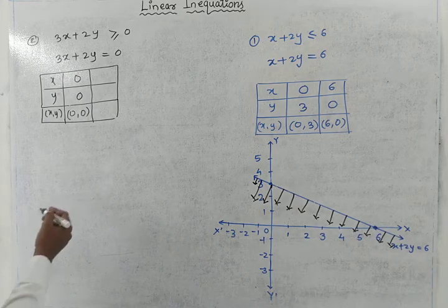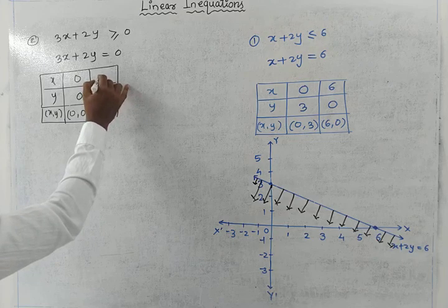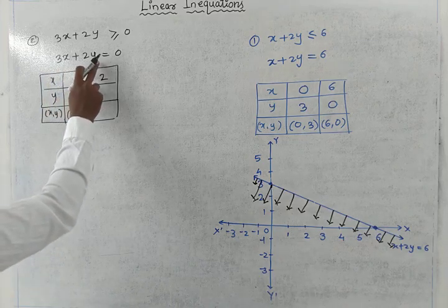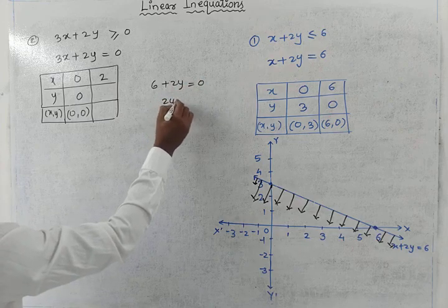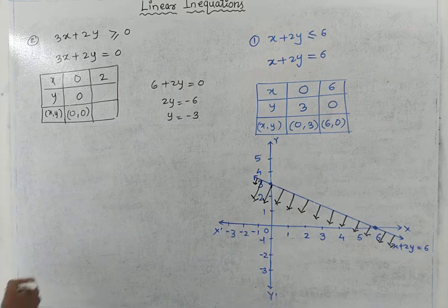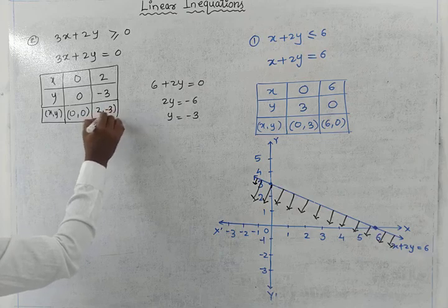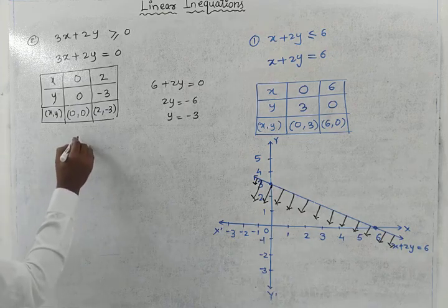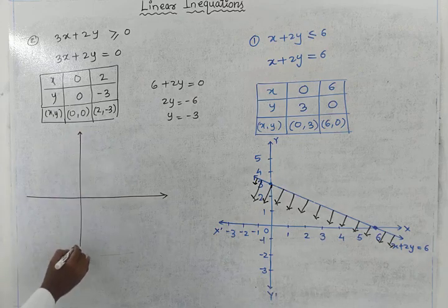Now I will substitute x is equal to 2. So I will get 6 plus 2y is equal to 0. So 2y is equal to minus 6, so y is equal to minus 3. So the point is 2, minus 3. Get it? Now we will draw this line using the coordinate axes.